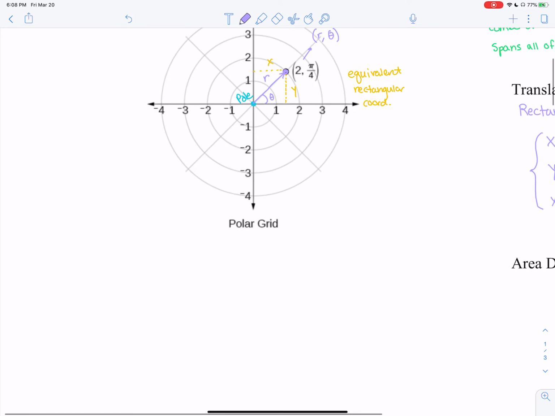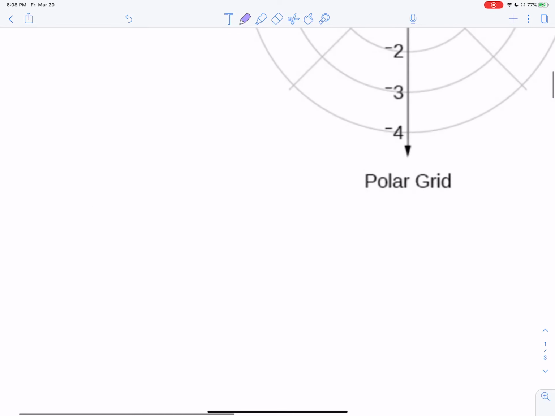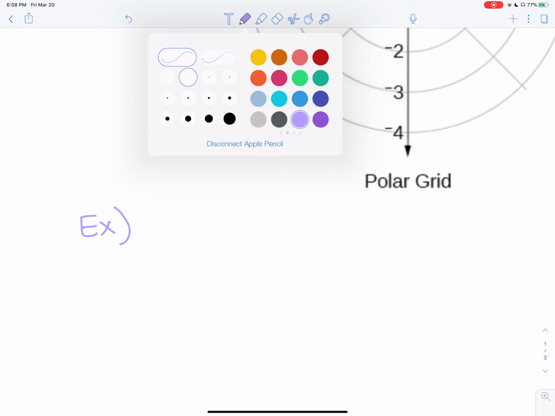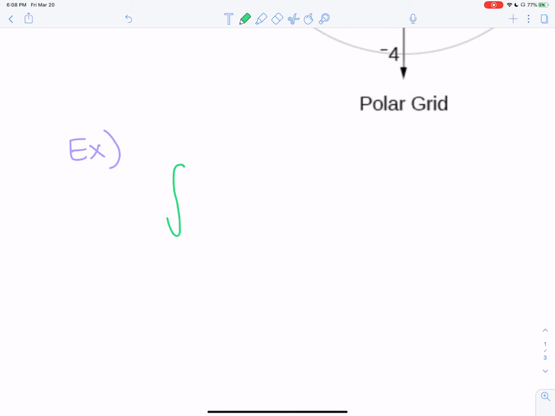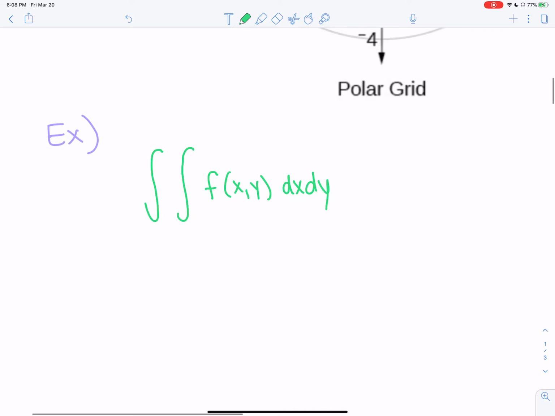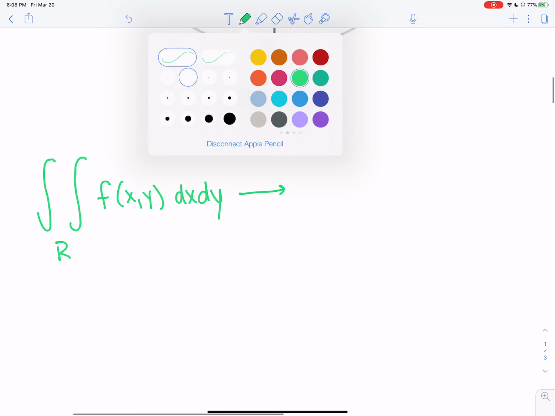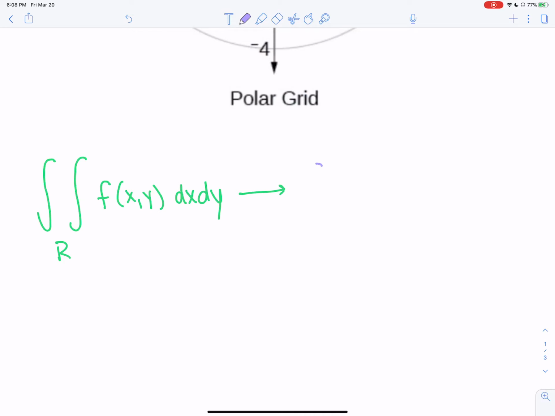So let's do an example over here. I'll use mint for rectangular. So we have an integral of a function in rectangular coordinates, that would be dx dy, over some region R. That becomes, in polar, still a double integral over a region.